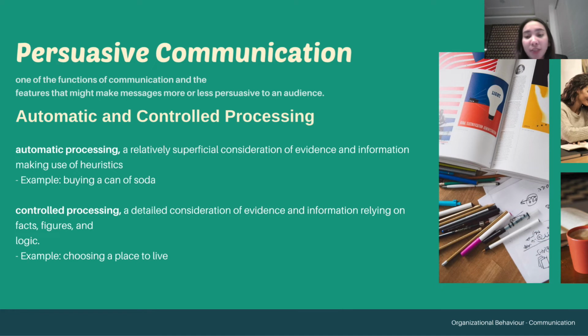On the other hand, there is controlled processing. It is a detailed consideration of evidence and information relying on facts, figures, and logic. For example, choosing a place to live. We take more effort to gain information about a place to live than about buying a soda.